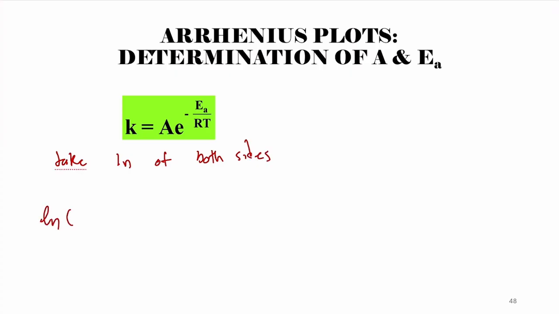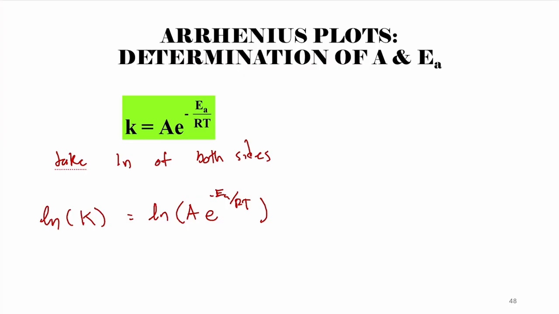So we get ln k is equal to ln of A e to the minus EA over RT. We can use some identities. We know that when you take the logarithm of e, those two will cancel out, right? Those will nullify each other. But we need to separate them first somehow.